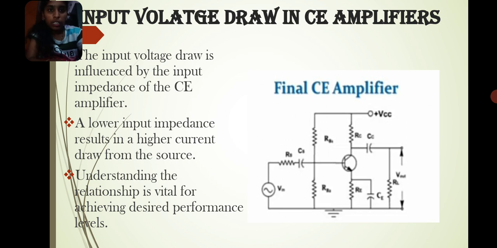Input voltage draw in CE amplifiers. The input voltage draw is influenced by the input impedance of the CE amplifier. A lower input impedance results in a higher current draw from the source. Understanding the relationship is vital for achieving desired performance levels. This is the diagram of the CE amplifier.